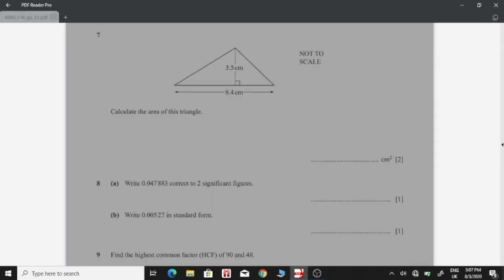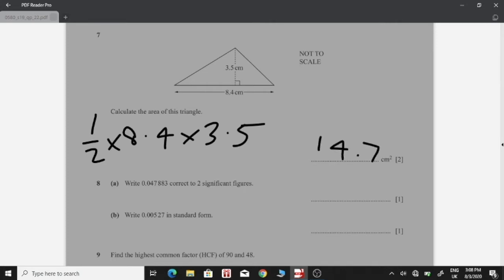Question number 7. Calculate the area of this triangle. So we multiply half with the base, which is 8.4, and the height, which is 3.5. So we have our answer as 14.7 centimeters square.